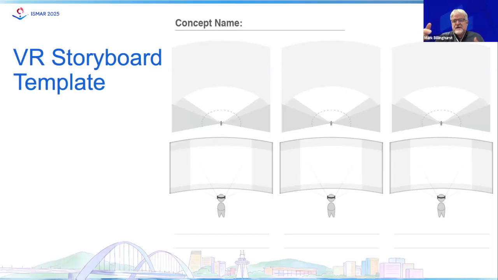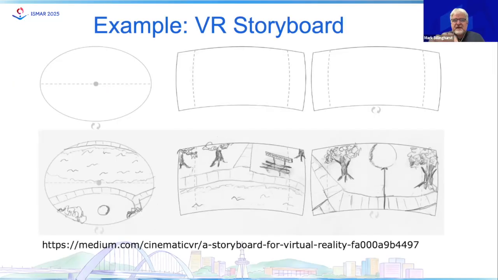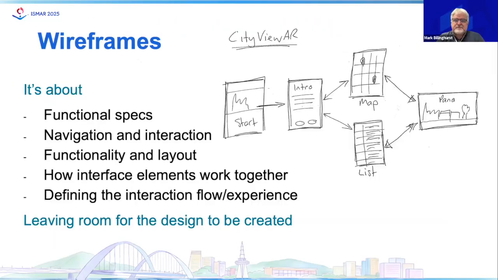So if you're building, this allows you to show what the person can see and also what's around them. So here's an example of a VR storyboard.